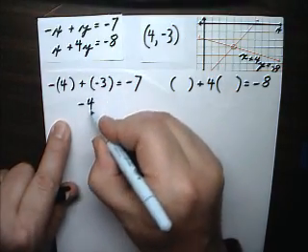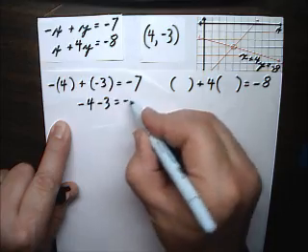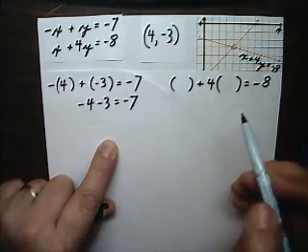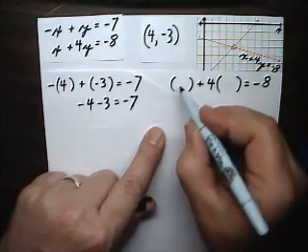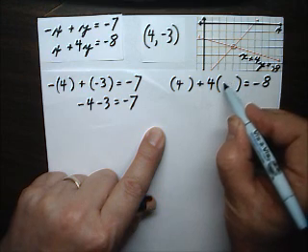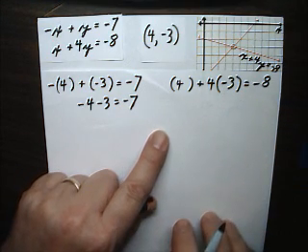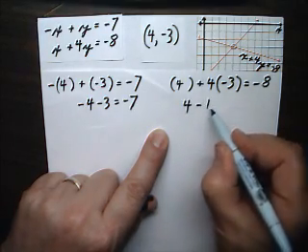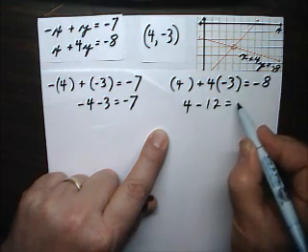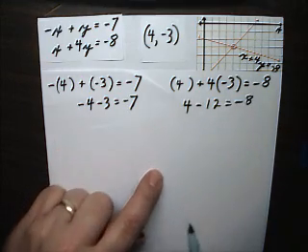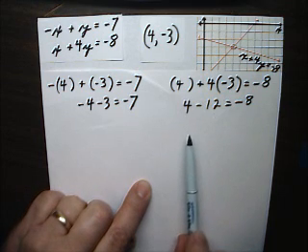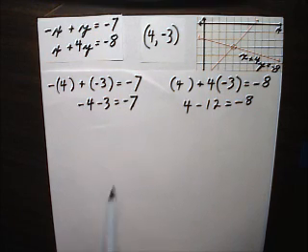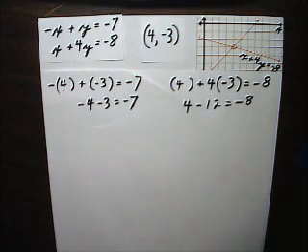This becomes 4 minus 3, and you can see that that equals -7. And similarly for the second equation, I have empty parentheses for the x and the y. I'll put in the 4 for the x and the -3 for the y. And this works out to 4 minus 12 equals -8, and you can see that the solution also checks in this equation, because 4 take away 12 is -8, and I've shown that the solution is 4, -3.